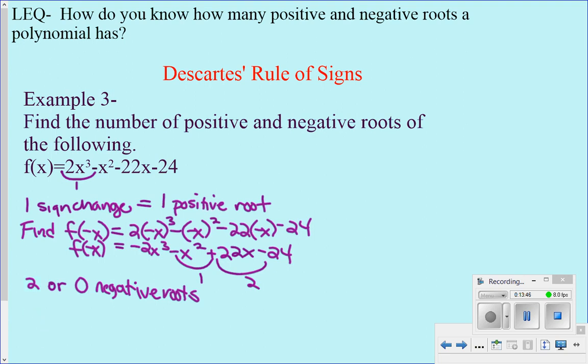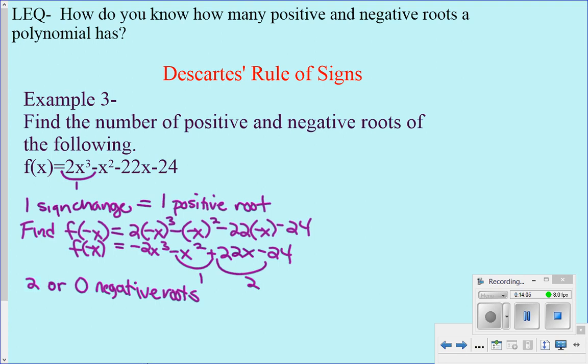Okay. Similarly, let's say 3 sign changes. Well, 3 or 1 would be my possibility because 3 is the number of sign changes I found. Minus 2 gives me 1, and then if I try to subtract 2, I'm going into the negatives. So it's either going to be 3 or 1 negative roots.